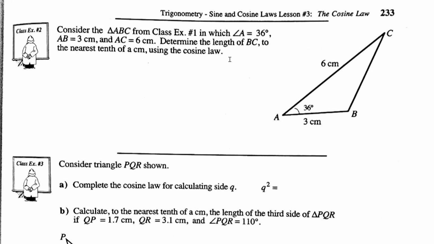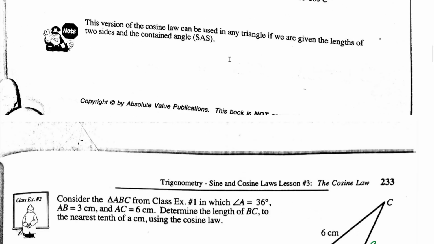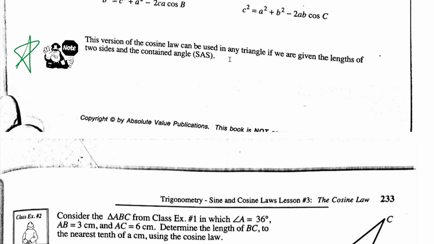So here in example 2, we have the exact same triangle that we did in example 1, but now I'm going to show you how much easier it is to find that side little a right here using the cosine law. And I should backtrack a little bit to page 232. I forgot to mention this little note here. I'm going to put a star by it.